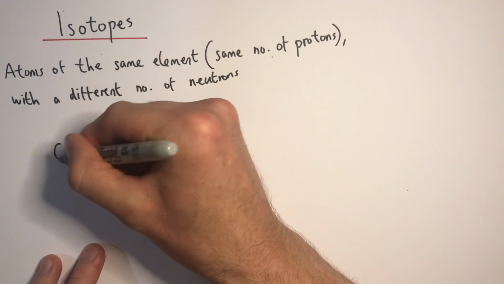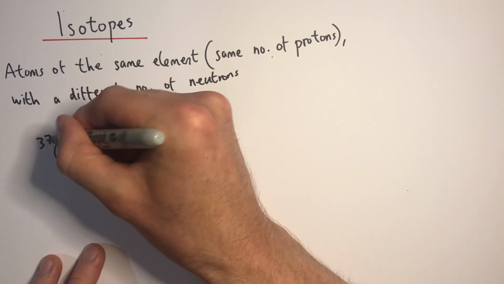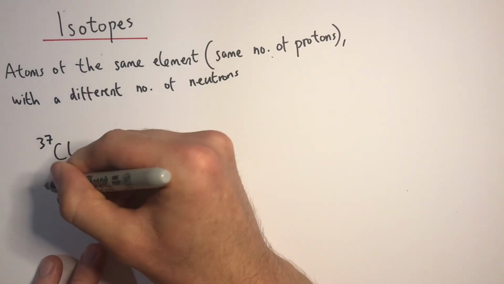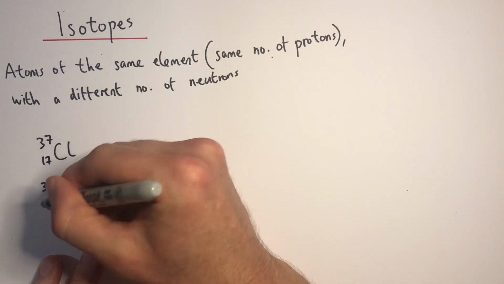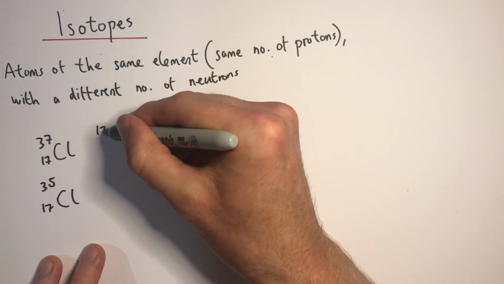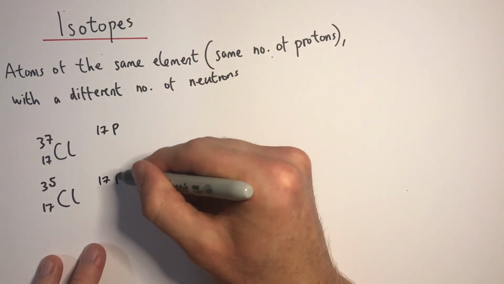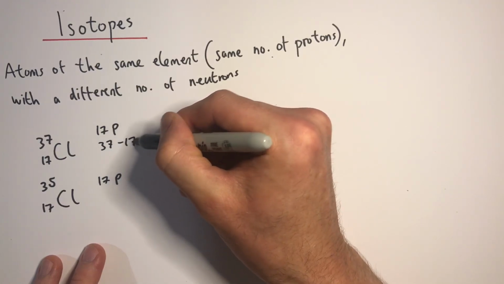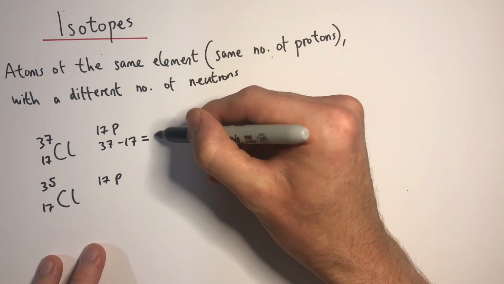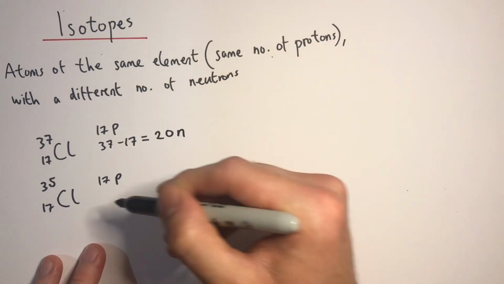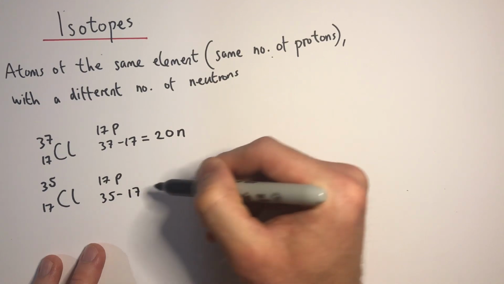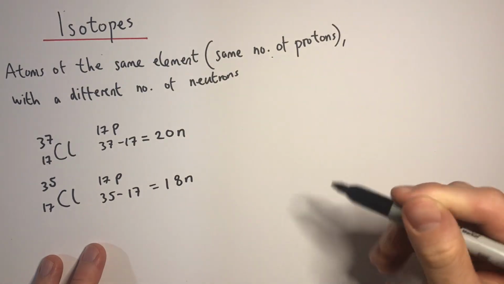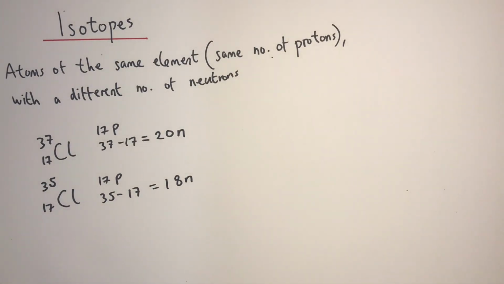So, one example could be, we'll do chlorine. You can have chlorine 37 and chlorine 35. This will have 17 protons, 17 protons. But the neutrons now is 37 minus 17 equals 20 neutrons. This one is 35 minus 17, 18 neutrons. So, different number of neutrons.